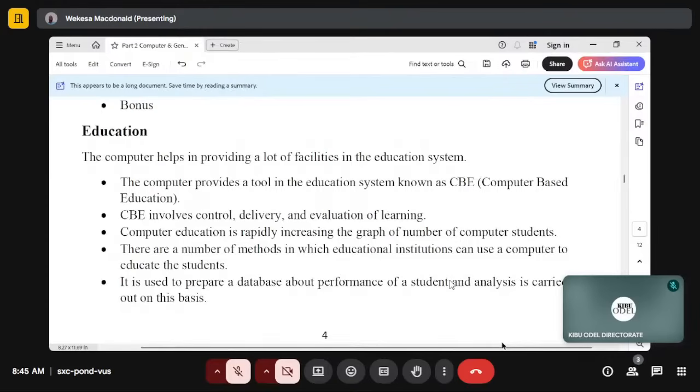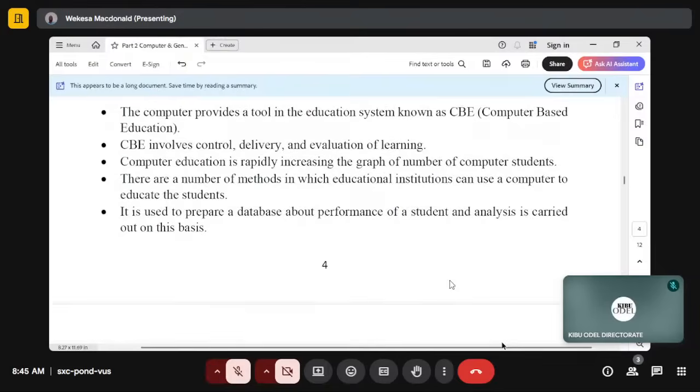So in education, computers are used in computer-based sessions, in control, delivery, and evaluation of learning, online learning, right? Video conferencing, yeah, database, performance analysis.